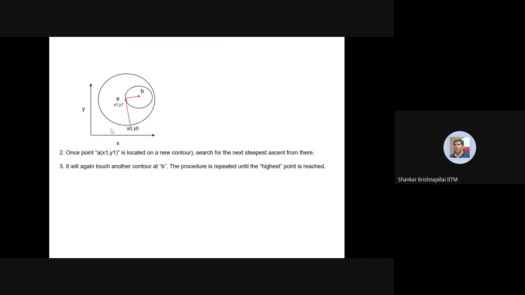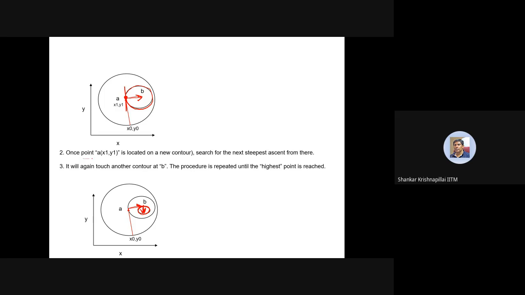Okay, so now you reached A. So this is the plan view. Now you reached A. So it has hit another contour B. Now what you have to do is that at A you draw the tangent and then you again find the next steepest ascent vector. Okay. So again you find the next steepest ascent vector and it will hit another contour. It will hit this contour and then again you have to change direction. Okay. So ultimately you will reach the peak.